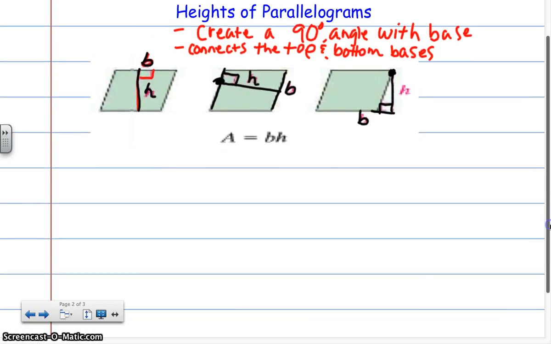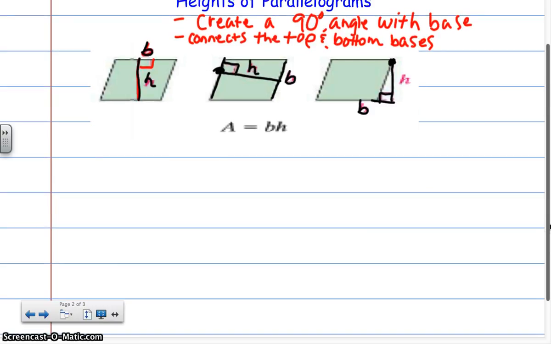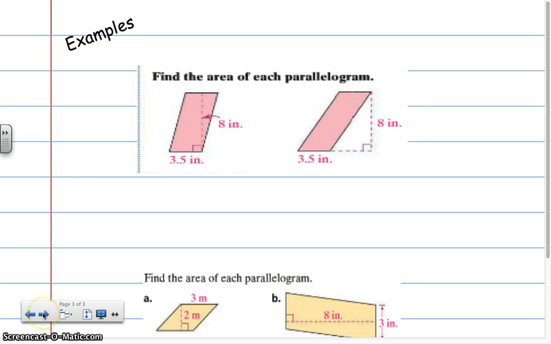The formula for an area of a parallelogram is equal to b times h. The b is our base, and the h is our height. So what you're going to be required to do today is to be able to specify what dimension represents your height and what dimension represents your base. We'll go right into an example.